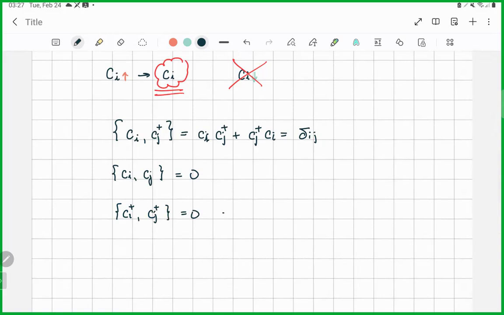What does this mean? That Ci dagger squared is 0. This means that we cannot have two fermions on the same site. And equivalently, we cannot destroy two fermions from the same site, since we cannot have two. The maximum number of fermions is 1 on each site of these spinless fermions. So what this is basically telling us is the Pauli exclusion principle.